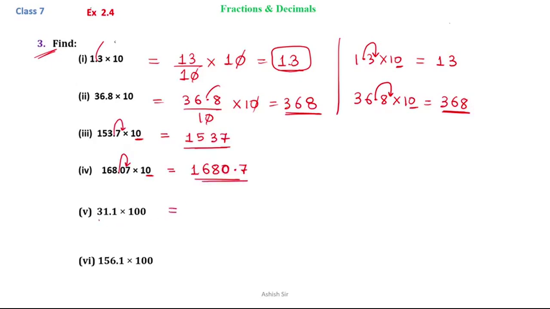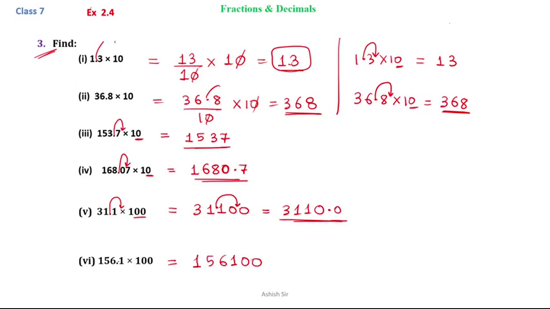Then moving on to the next, we have 31.1 multiplied by 100. So the point will go two digits to the right. How will we write down the answer? Firstly, we will multiply 311 with 100, so let us say 31100. Now the point is moving two digits to the right, so the point will move from here till here. So our answer will be 3110.0.